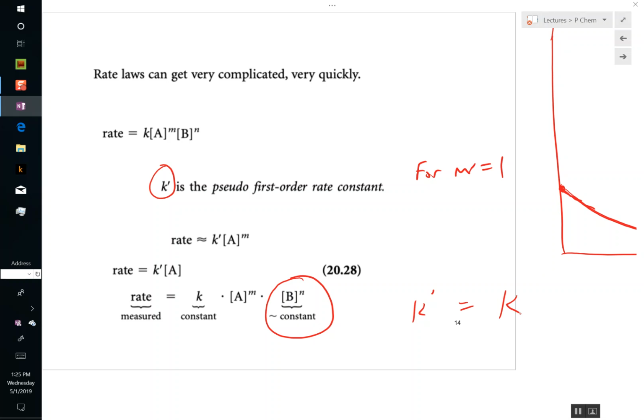You should put a slash through the K prime. It's not. Yeah, good.